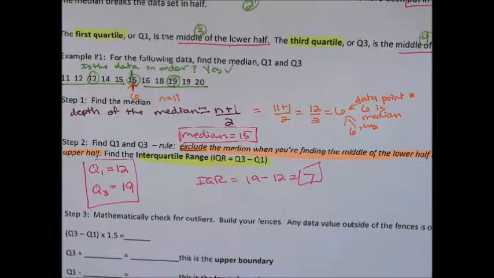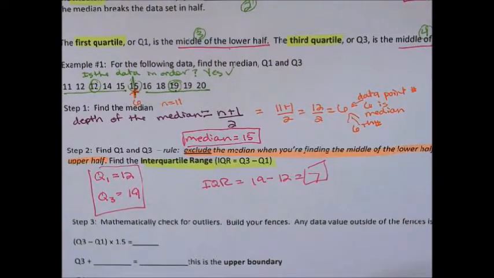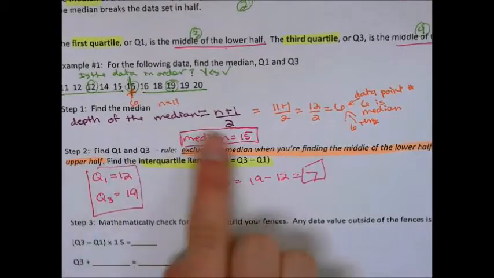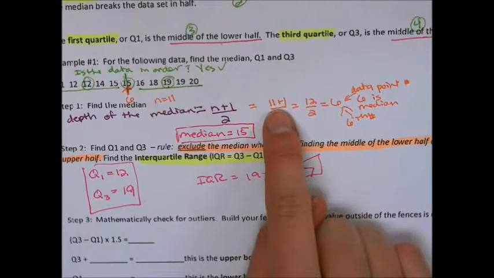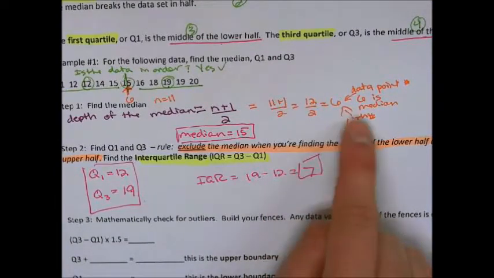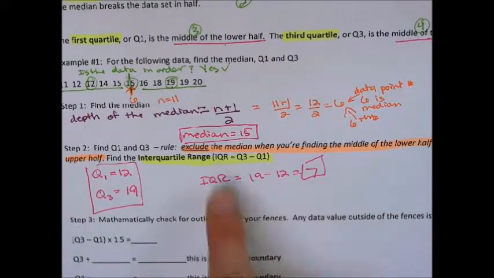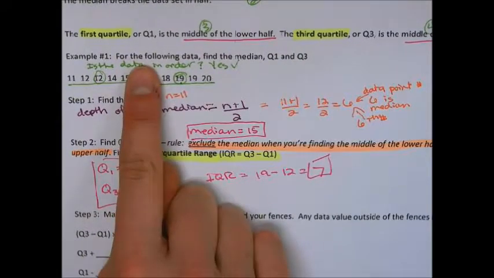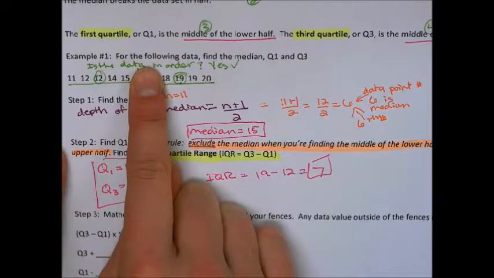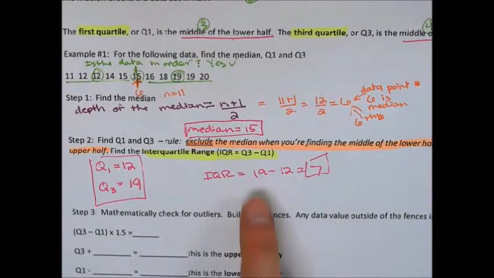All right, so let's go ahead and pause and talk about that all again. Two ways to find the median. You can just kind of count in and find the middle. Another way, you can use this little formula. The depth of the median is n plus 1 divided by 2. Our n was 11, so we found 12 divided by 2 is 6, so our sixth number is the median. To find Q3 and Q1, we exclude the median, so we don't look at 15, and we find the middle of the first half, and then find the middle of the second half. And then that's how we find the IQR.